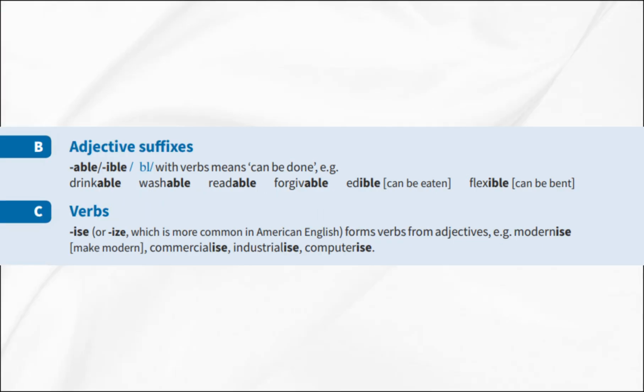Adjective suffixes. Now, let us look at adjective suffixes. -able and -ible with verbs mean can be done. For example, drinkable, washable, readable, forgivable, edible, can be eaten, and flexible, can be bent. Verbs. Now, let us look at a common verb suffix. -ise, or -ize, which is more common in American English, forms verbs from adjectives. For example, modernize, make modern, commercialize, industrialize, and computerize.